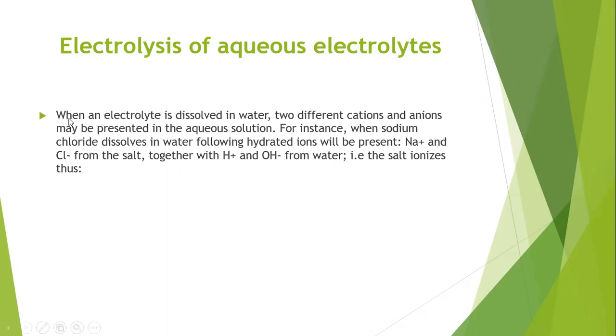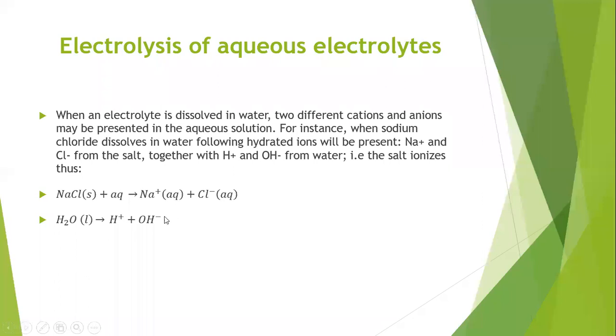Let me take this reading quickly. When an electrolyte is dissolved in water, two different cations and anions will be presented in the aqueous solution. For instance, when sodium chloride dissolves in water, the following hydrated ions will be present: Na plus and Cl minus from the salt, together with H plus and OH minus from water. That is, the salt ionizes. Because it is in aqueous solution, the salt is going to give us Na plus and Cl minus. And water itself is going to give us what? H plus and OH minus. So we have two cations and two anions in the solution.